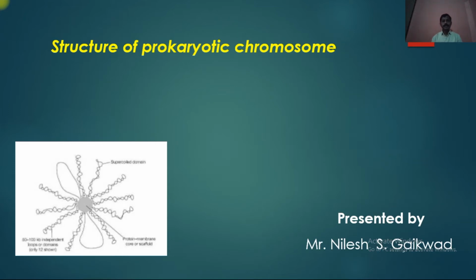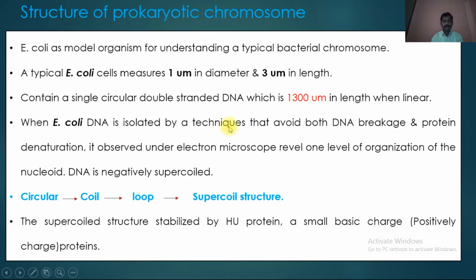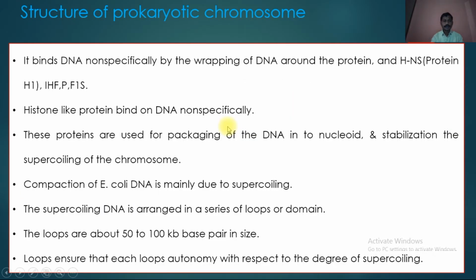Explain the structure of prokaryotic chromosome. As we know, in the universe there are two types of cells: one is the eukaryotic cell and the other is the prokaryotic cell. In eukaryotic cells a well-organized nucleus is present, but prokaryotic cells do not have a well-organized nucleus. First, we study what a prokaryote is.